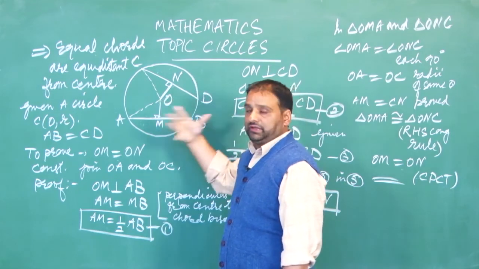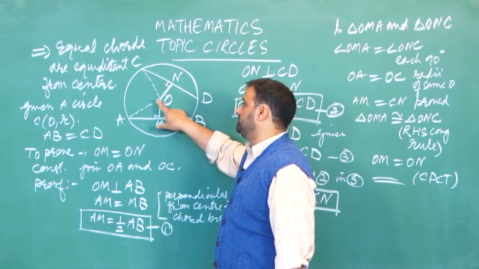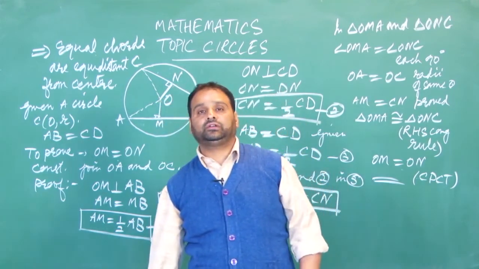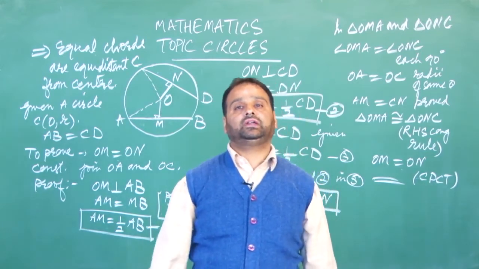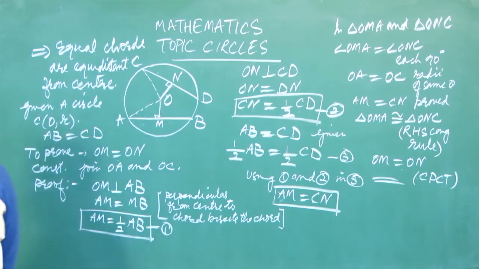So it is given that we have chord AB and chord CD, and the distance from the center is equal, OM is equal to ON, and after that you can proceed yourself and find out the results. Hope you can understand and do that. Let's do an example from the book.